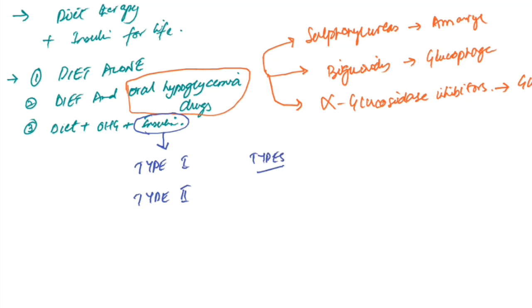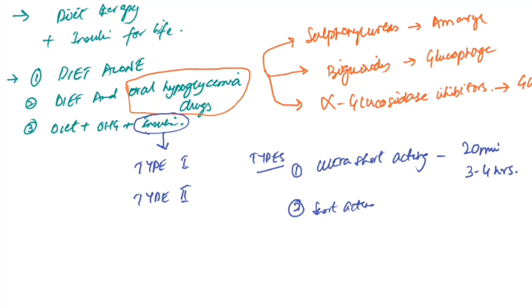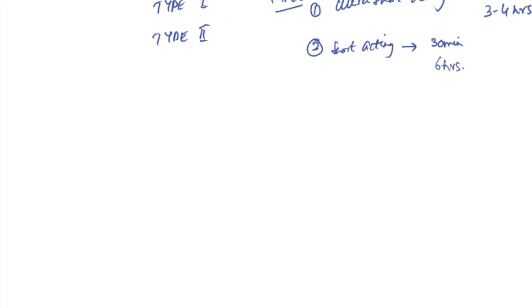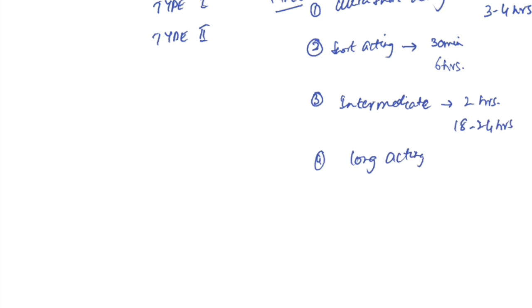Insulin is available in four types. First is ultra short acting. It has an onset of 20 minutes and it has a duration of action of about 3 to 4 hours. Then comes short acting, which has 30 minutes of onset and it lasts for up to 6 hours. Then intermediate, which has an onset of about 2 hours and a duration of action of about 18 to 24 hours. Long acting is given twice daily, and it is usually used in combination with other types of insulin, such as short acting or ultra short acting.